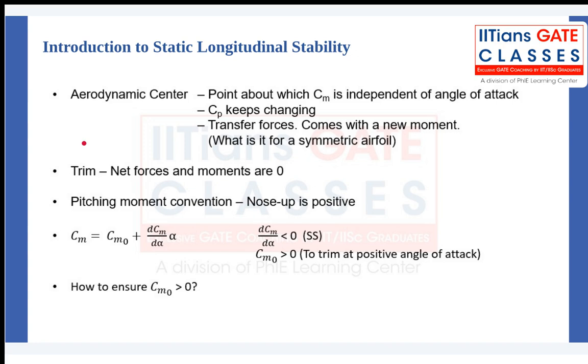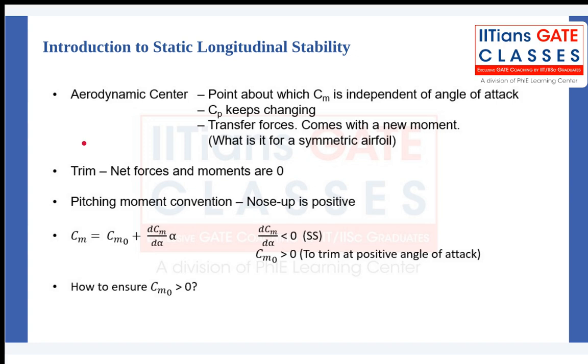So first we had seen what an aerodynamic center is. Initially we had seen that the aerodynamic forces act about a point called center of pressure, denoted by Cp. Since this center of pressure keeps changing throughout the course of the flight, that is, it changes with angle of attack, it becomes difficult for us to perform analysis. So we introduced a point called aerodynamic center, which is independent of angle of attack. It remains the same throughout the flight duration and makes our analysis easy.